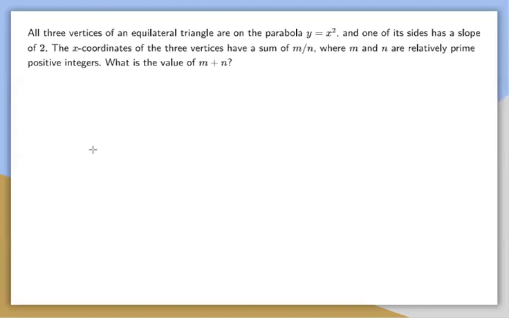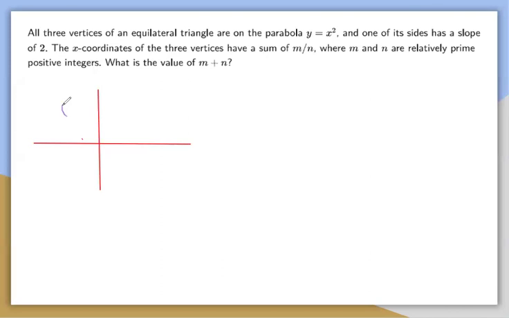Hello, everyone. So we have another AMC 12 problem. This was number 24. So let's see what we have. We are given a parabola y equals x squared, and then there is an equilateral triangle on that parabola, and one of the sides has a slope of 2. I'd like to draw a rough picture to see how things are going to look.